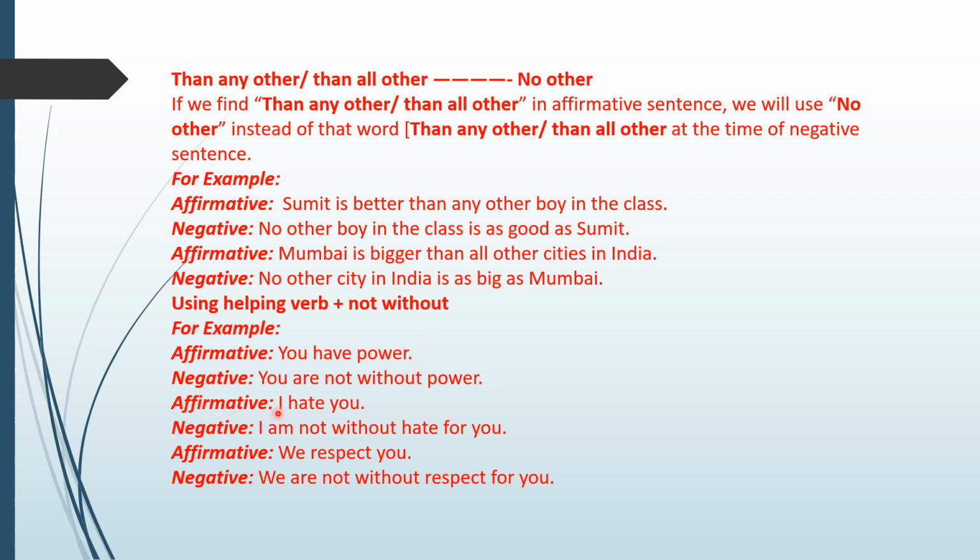The next example, affirmative, I hate you. So again, am is the helping verb. You use not and without. So I am not without hate for you. The next affirmative example, we respect you. So you'll write we, you'll use the helping verb are, not, without, respect for you. So this is another way in which you change the affirmative into negative by using the helping verb and not and without. Using helping verb, not and without, this is to make the sentence negative from affirmative.